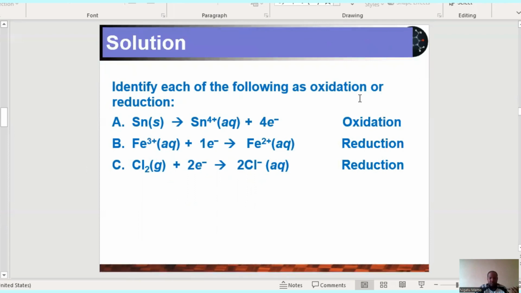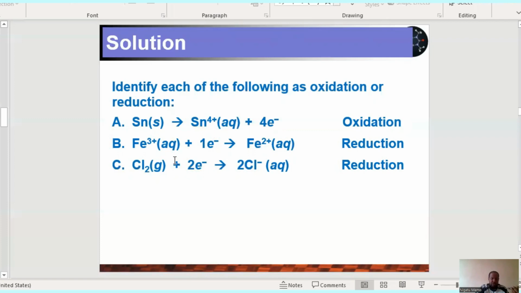Identify each of the following as oxidation or reduction. Sn is converted into Sn4+ plus 4 electrons. This is an oxidation reaction. Oxidation means loss of electrons. Four electrons are lost from Sn, and the charge of Sn changes from 0 to 4 plus. Sn is a neutral atom, and the oxidation number of a neutral atom is 0. 0 changes into what? 4 plus.